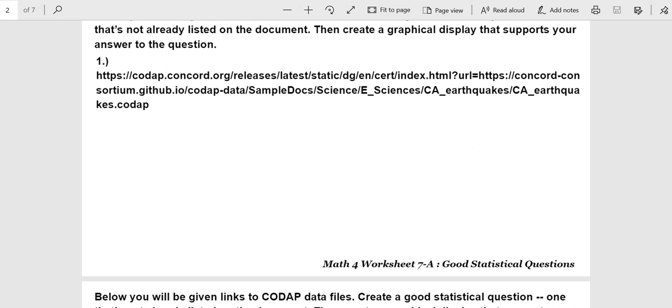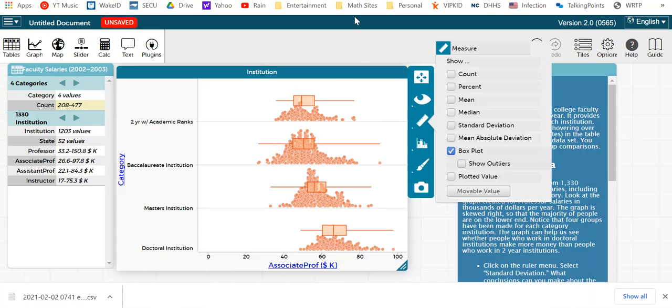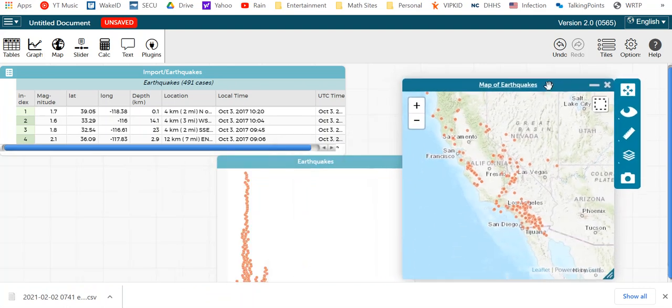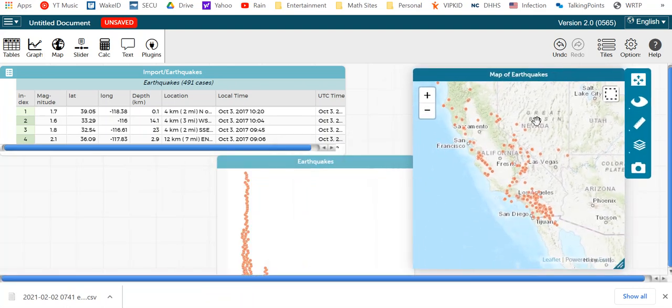We're looking for the earthquakes. So I'm guessing that is going to be the earthquakes. All right. Data set explores 491 earthquakes took place in California in 2012. I don't need that anymore. This is a map of the earthquakes, which can be helpful. Because they've got latitude and longitude, so you know exactly where they happen.